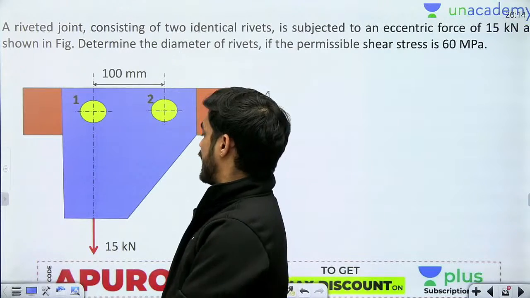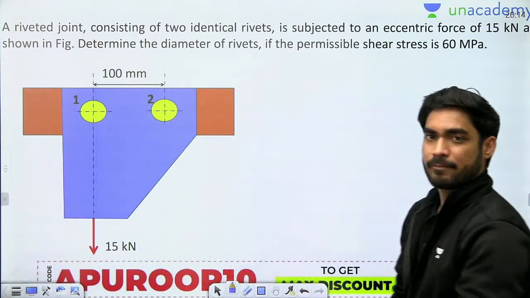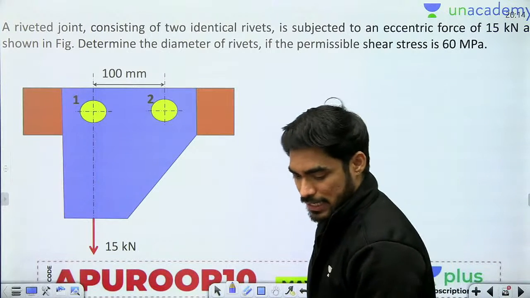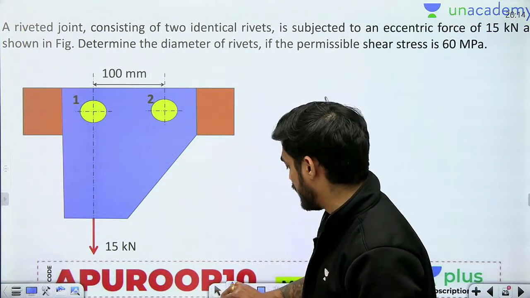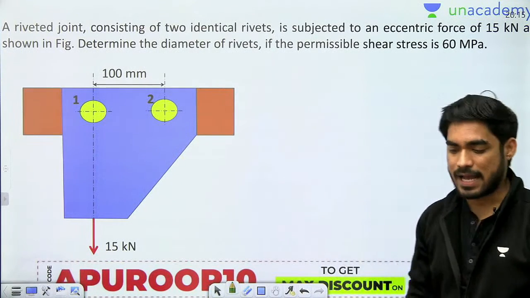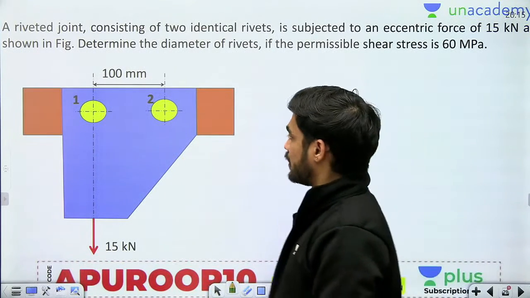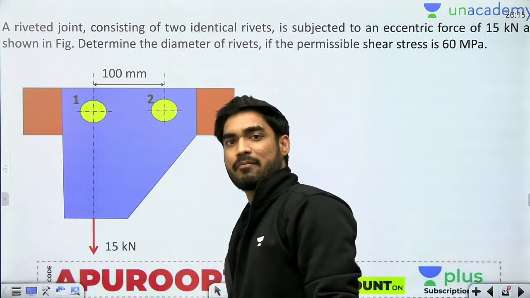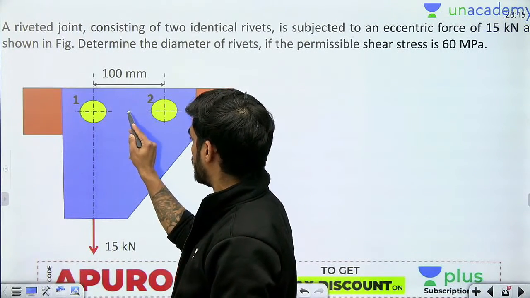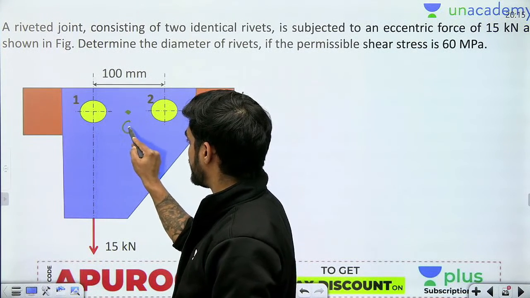Okay. So again another question of eccentric loading. Now beta, where you will get the centroid? Centroid कहां पे आएगा मेरे भाई? This is rivet number 1, this is rivet number 2. So where you will get the centroid? Between rivet number 1 and 2. यहां कहीं पे you will get the centroid.